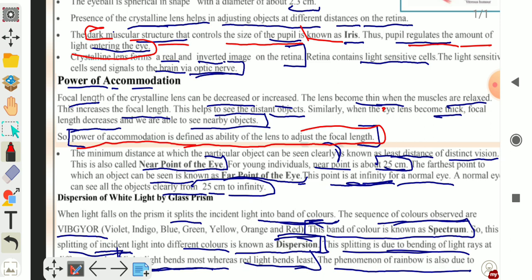What is the near point of the eye? The minimum distance at which an object can be seen clearly is known as the near point of the eye, and it is 25 centimeter. What is the far point of the eye? The farthest point to which an object can be seen clearly is known as the far point of the eye, and it is at infinity. Next question.